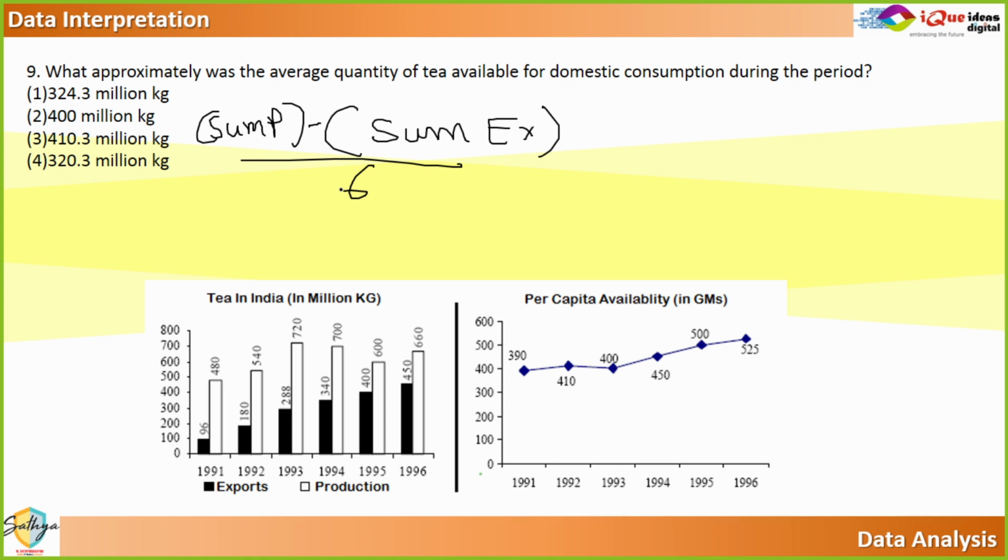So if you do the math right, you should get 324.3 as your answer. 324.3 will be your answer. Yes, 1946 divided by 6.